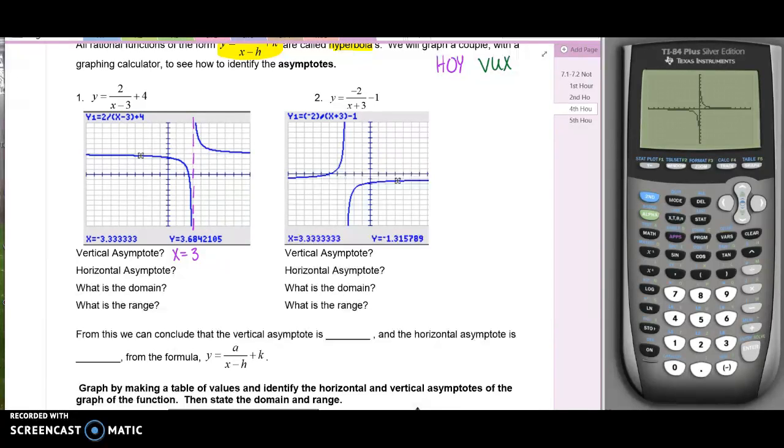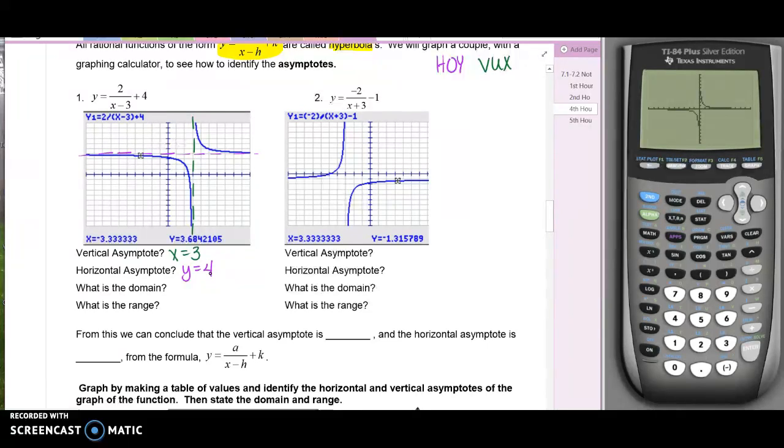So a vertical asymptote is going to have an equation x equals. So here's that vertical asymptote, and it has the equation x equals 3. The horizontal asymptote: look on this picture at where this graph kind of splits horizontally. That would be the equation y equals 4.